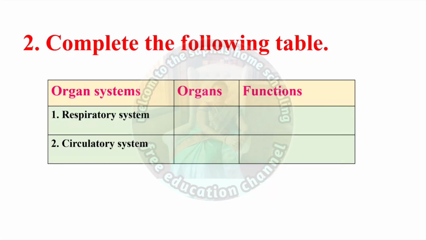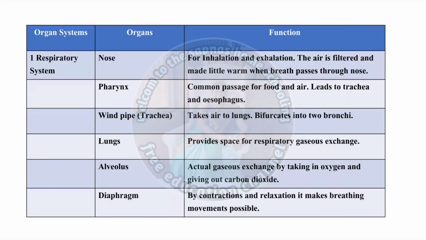Complete the following table: organ system, respiratory system; organs: nodes, pharynx, windpipe, lungs, alveolus, diaphragm, and function. Nodes: for inhalation and exhalation, the air is filtered and made a little warm when breath passes through nodes. Pharynx: common passage for food and air, leads to trachea and esophagus. Windpipe takes air to lungs, bifurcates into two bronchi.